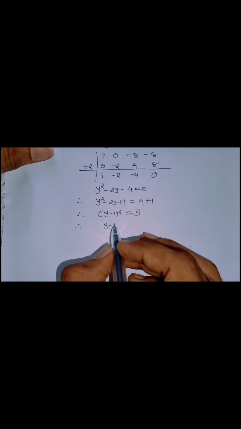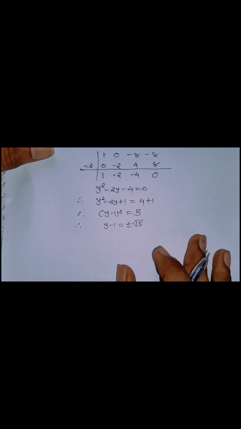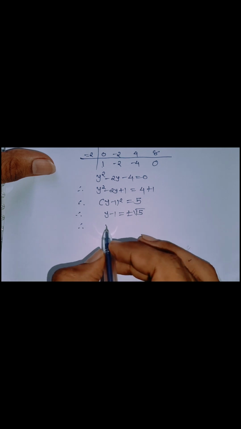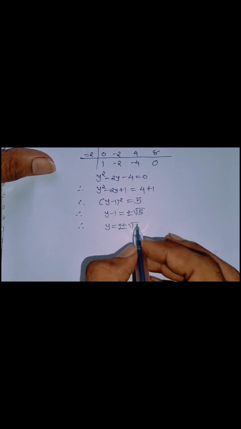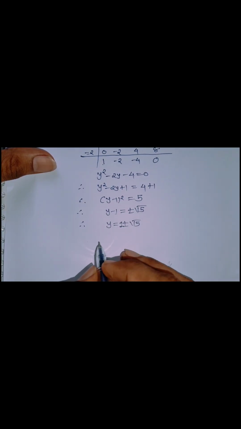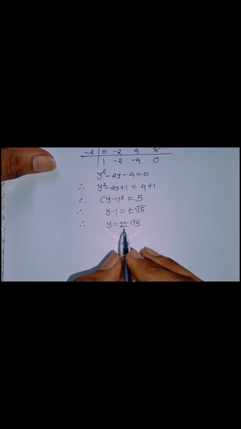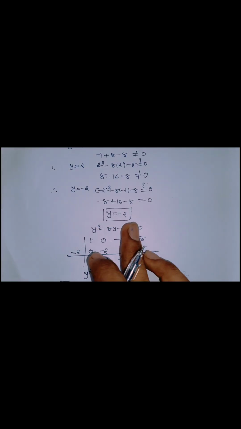Now therefore y minus 1 is equal to plus or minus root 5, if you take the square root on both sides. Therefore y is equal to 1 plus or minus root 5, moving minus 1 to this side. So the other two solutions are y is equal to 1 plus root 5 and 1 minus root 5. Already y is equal to minus 2 is the one solution.